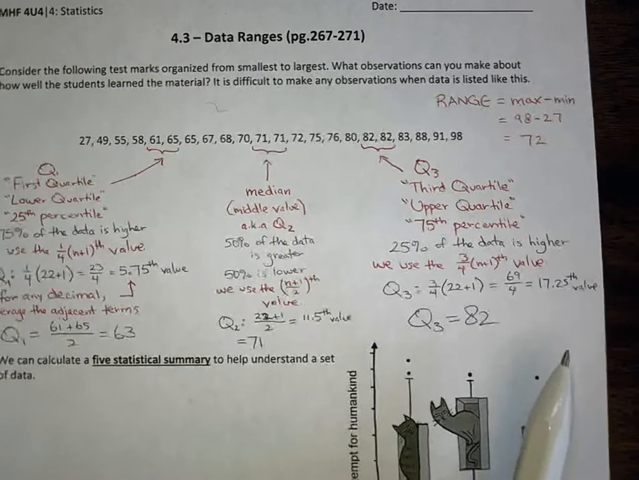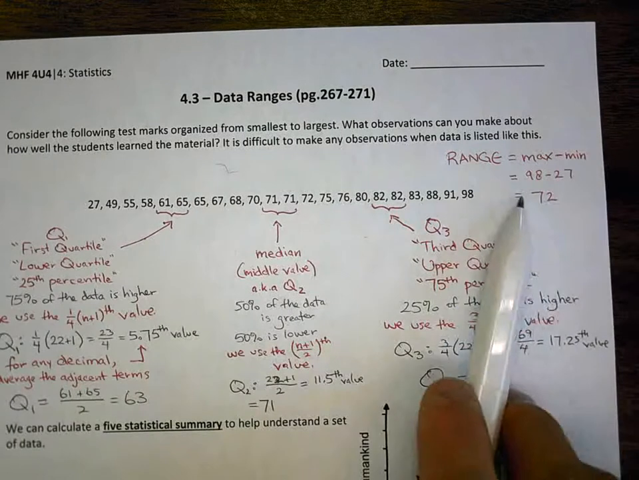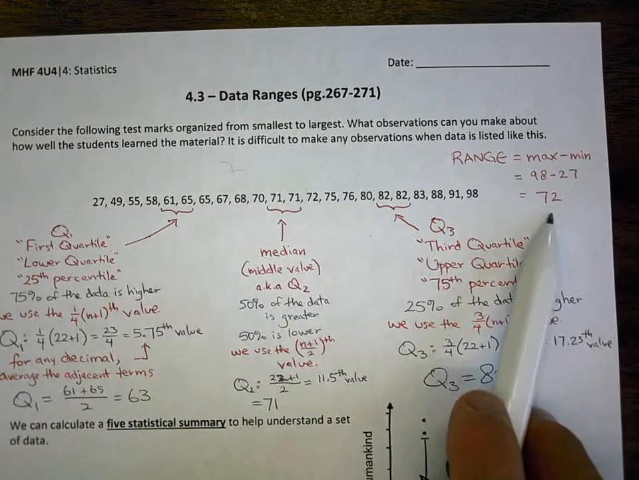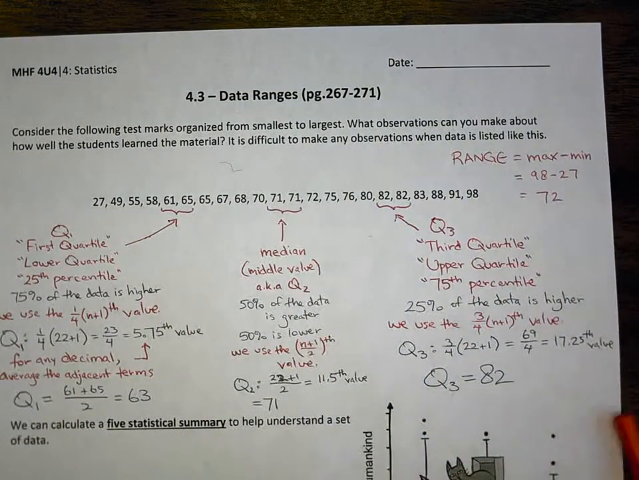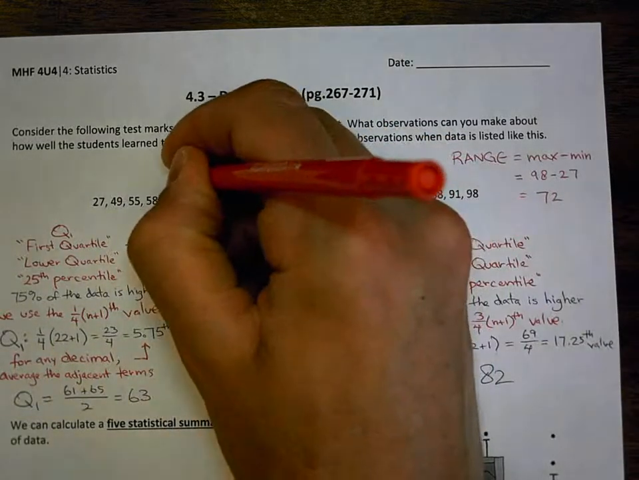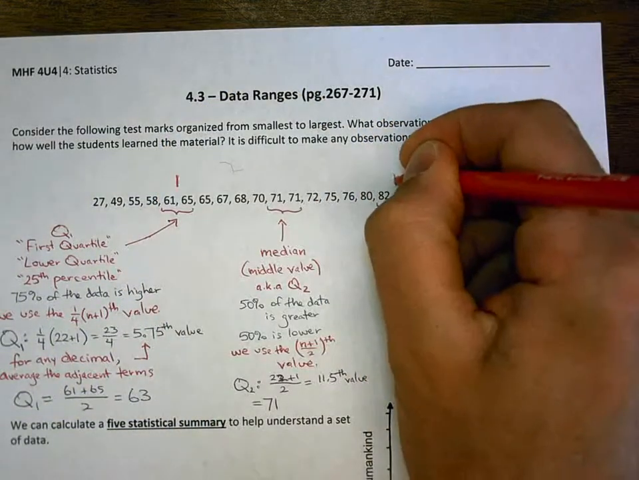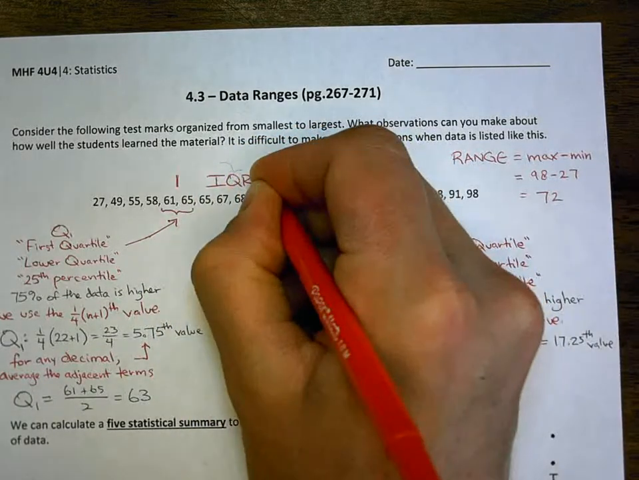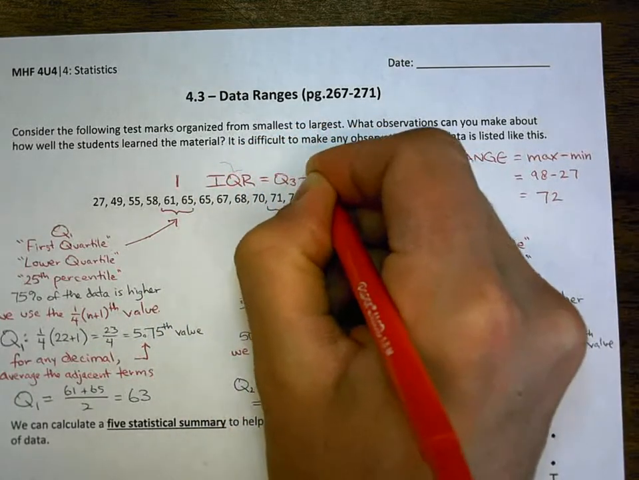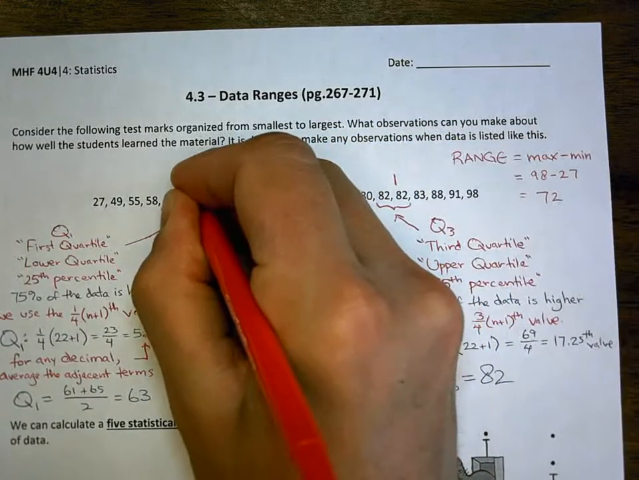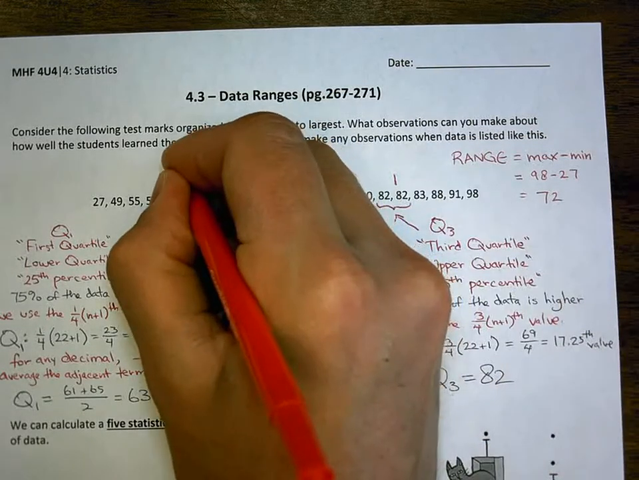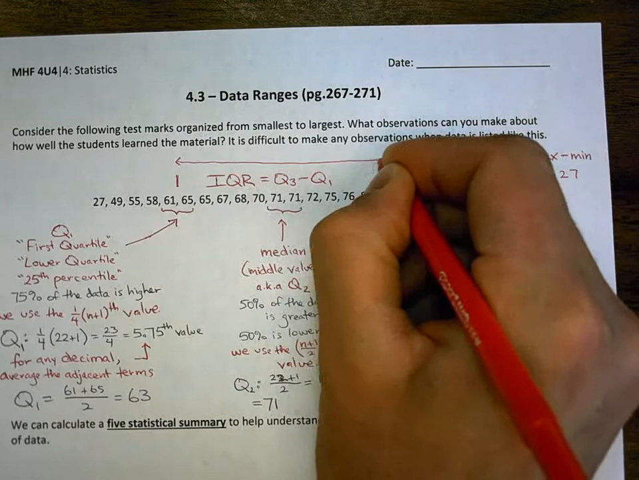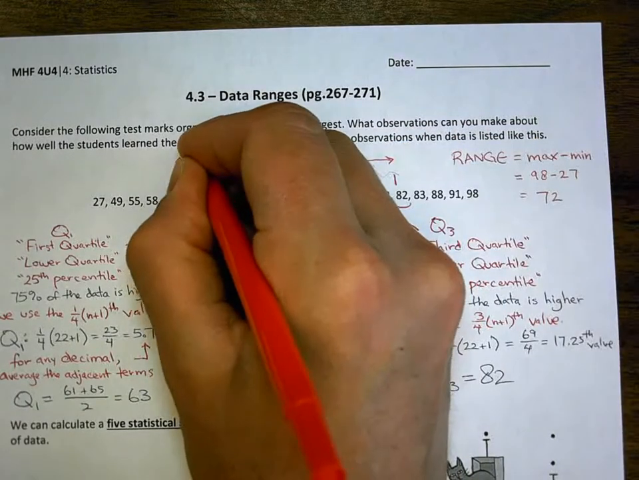Remember we talked about the range of the data, telling you the difference between min and max. Well, equally useful might be the range between these quartiles. We call it the IQR, and we calculate it by finding Q3 minus Q1. This is the interquartile range.